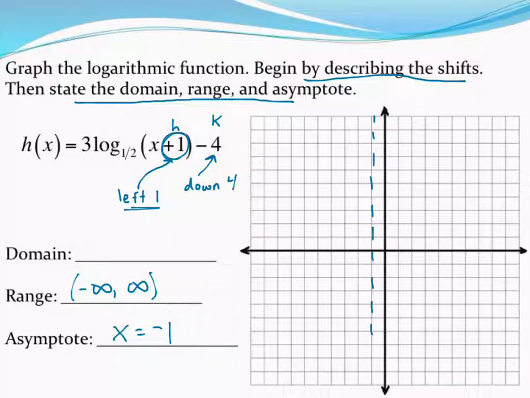And then finally, that helps me describe my domain. My domain is going to be from -1 all the way to the right forever, so from -1 to infinity, with a parentheses because I can never touch -1.